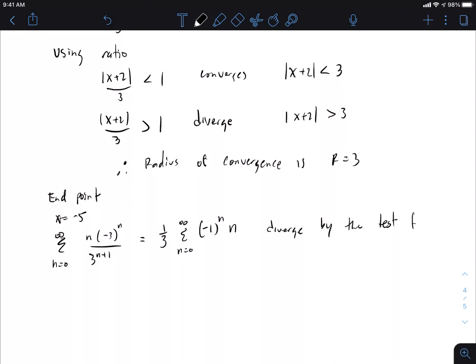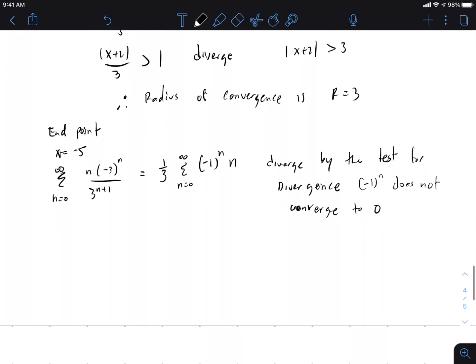And again, like I said, this is from chapter 11, section 2, so it's something that you should have a reference to. And again, it's that (-1) to the n does not converge to 0. Right? It doesn't converge. The oscillation doesn't converge to 0. So the gap isn't getting smaller and smaller and smaller. It's staying essentially the same or growing.